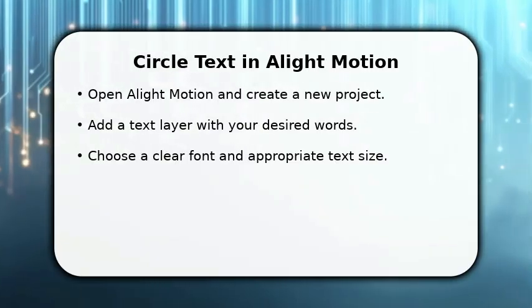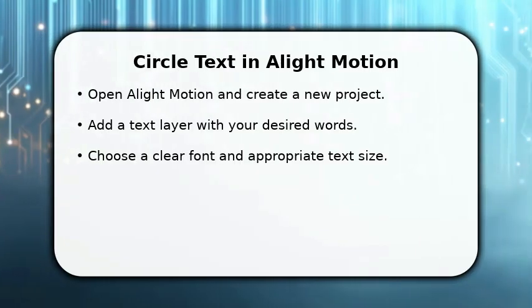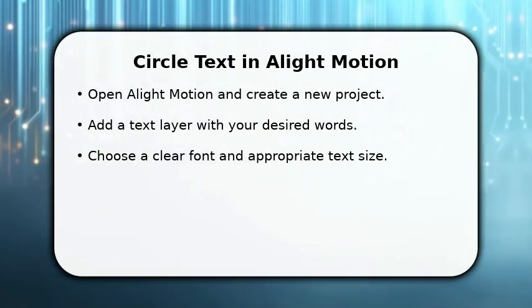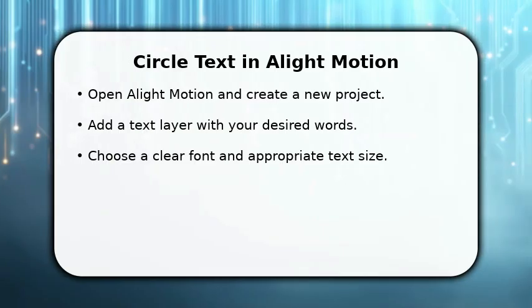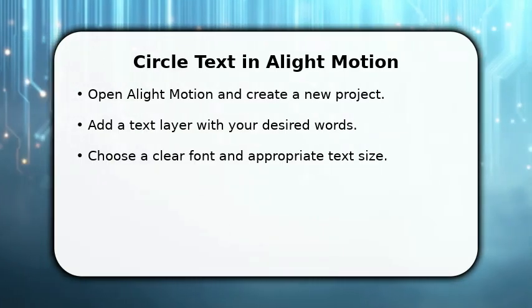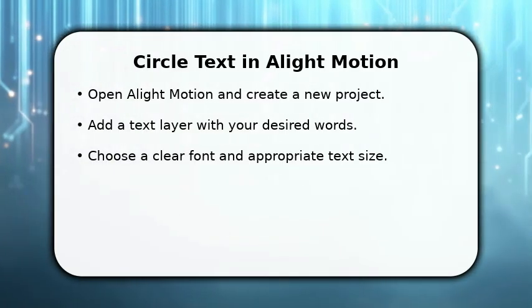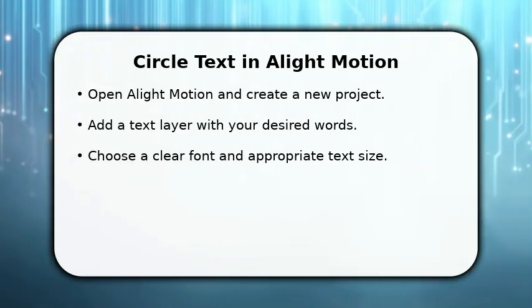In this video, I will explain how to make circle text in Alight Motion. First, open the Alight Motion application and begin a brand new project. Next, add a text layer to your composition, typing out the words you wish to curve.